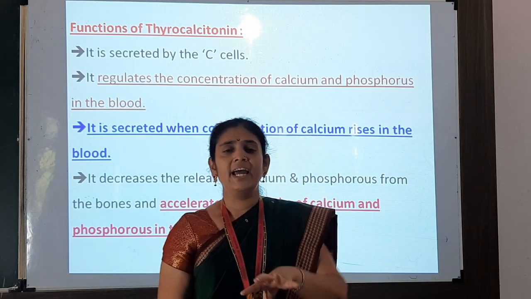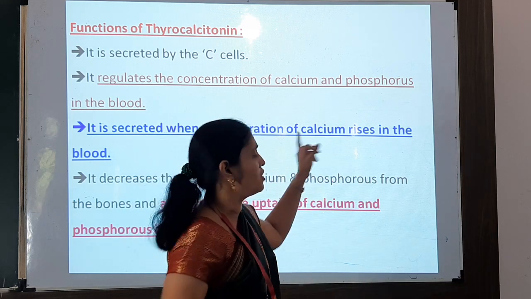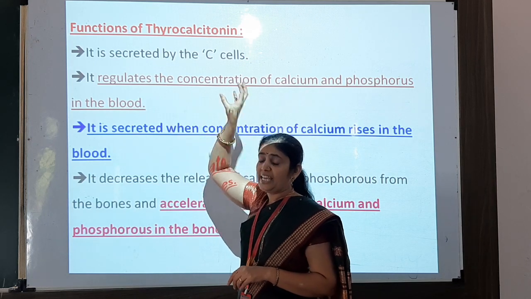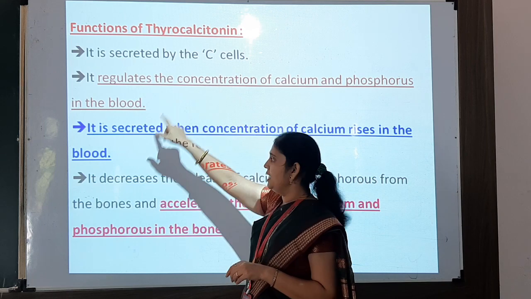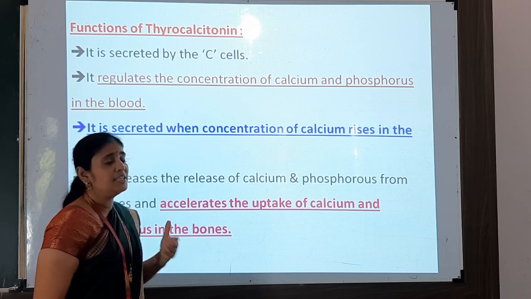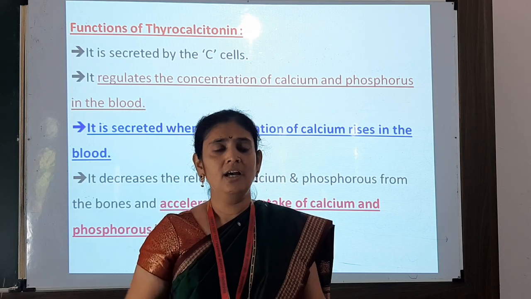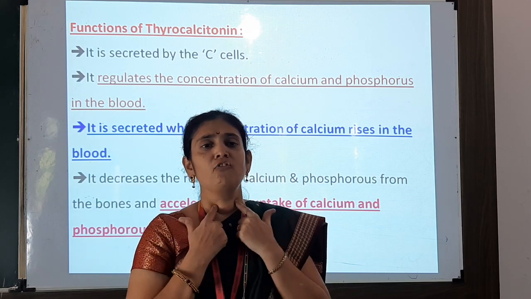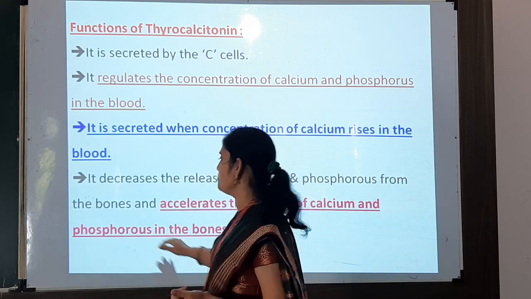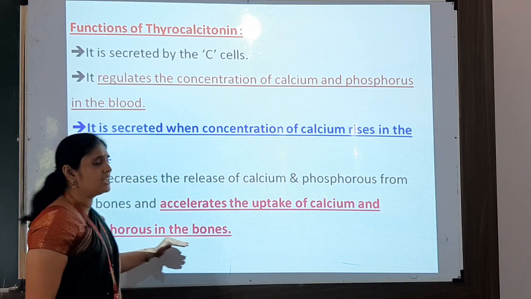So, you know that our blood has different types of contents, and in that blood calcium and phosphorus are also present, and the maintenance of the level of calcium and phosphorus in blood is carried out with the help of thyrocalcitonin. It is secreted when the concentration of calcium rises in the blood. When there is an increase in calcium level in the blood, thyrocalcitonin is released from our thyroid gland, and it decreases the release of calcium and phosphorus from the bones, and it accelerates the uptake of calcium and phosphorus in the bones.